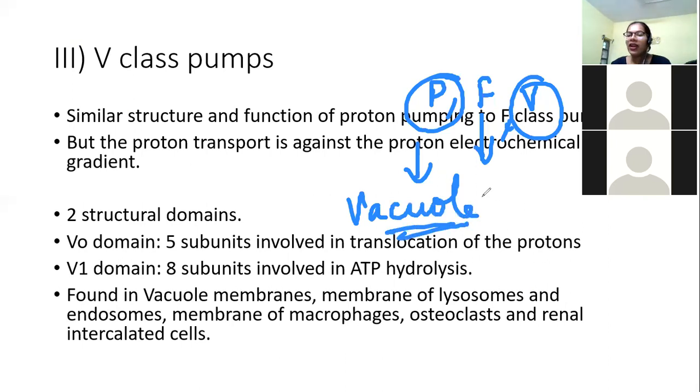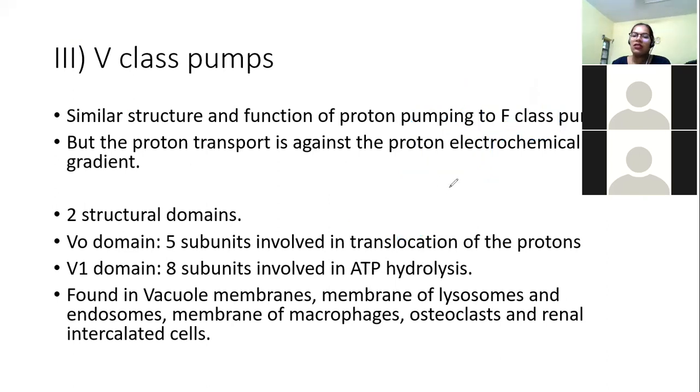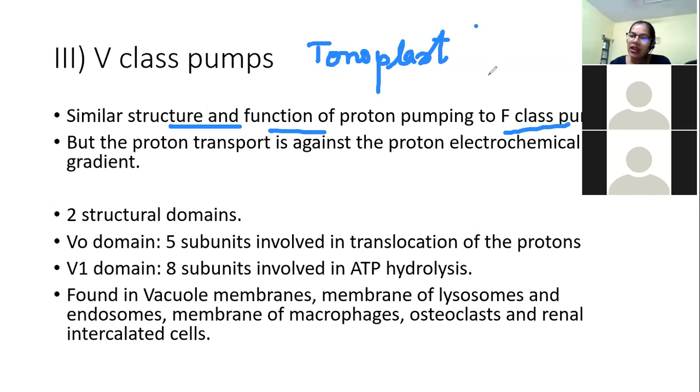Okay. Now where do you see vacuole? You see in the plants. Animals also, but small vacuoles are there. Correct. So it was found on the vacuole membrane. So what do you call the vacuole membrane? What is the membrane present on the vacuole? Tonoplast. Very good. Okay. So it has similar structure and function of proton pumping, which is very much similar to the F class pump. Now the thing is that in the case of F class pumps, it was down the concentration gradient.